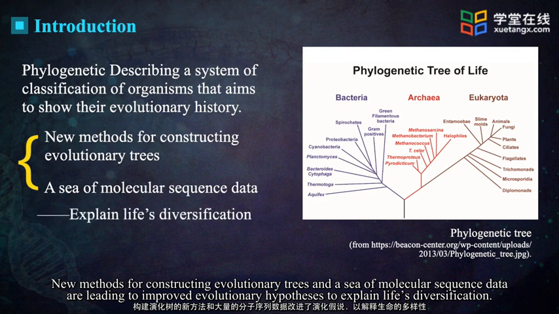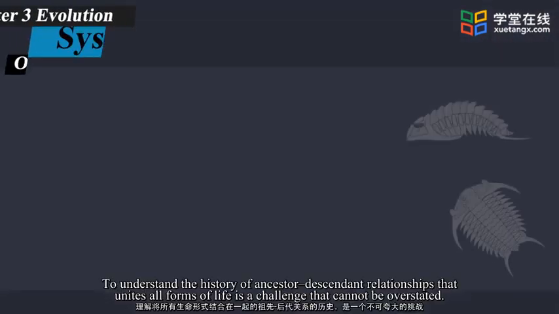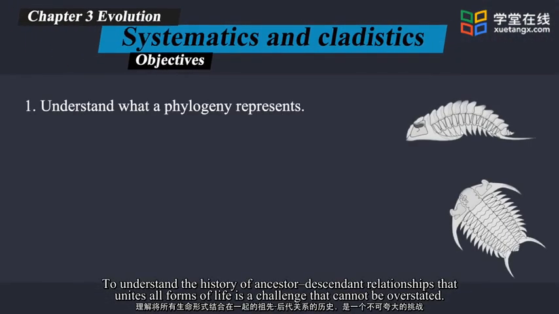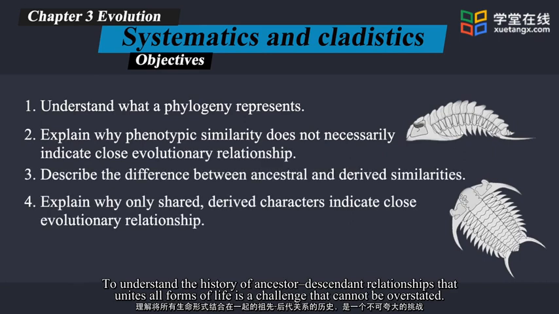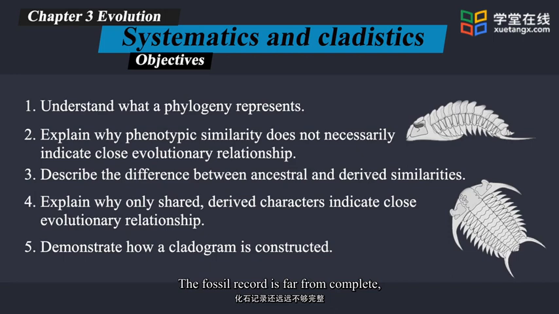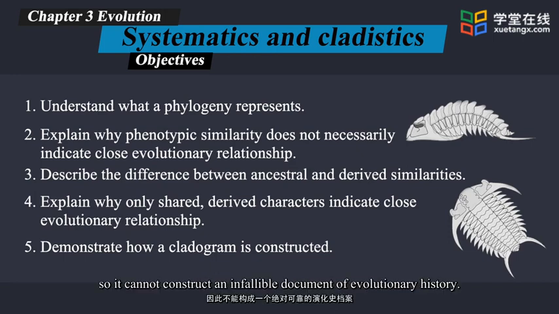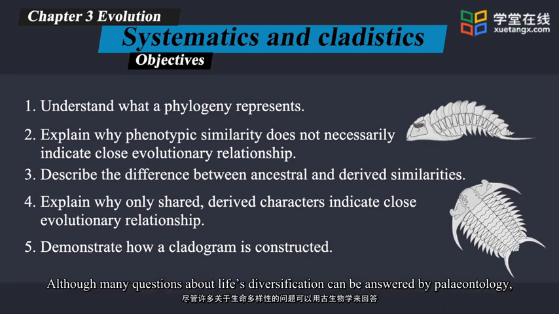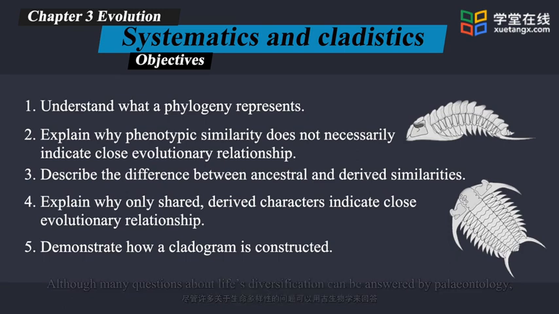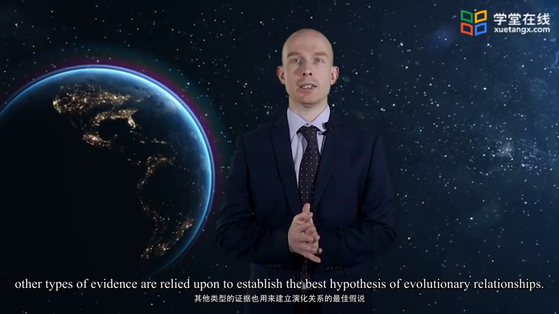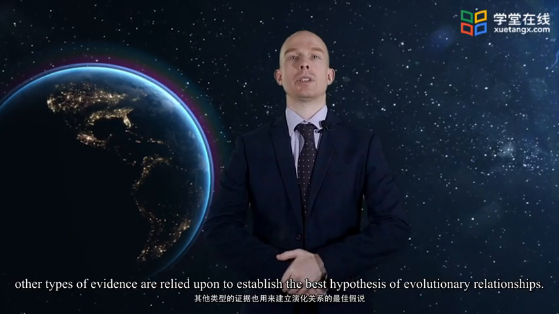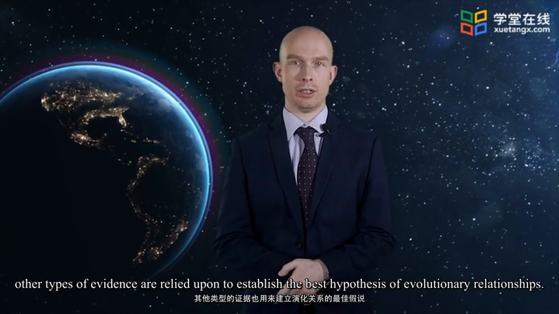explain life's diversification. To understand the history of ancestor-descendant relationships that unites all forms of life is a challenge that cannot be overstated. The fossil record is far from complete, so it cannot construct an infallible document of evolutionary history. Although many questions about life's diversification can be answered by paleontology, many others are left unanswered. Consequently, other types of evidence are relied upon to establish the best hypothesis of evolutionary relationships.